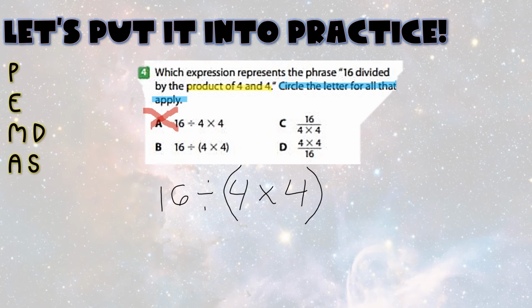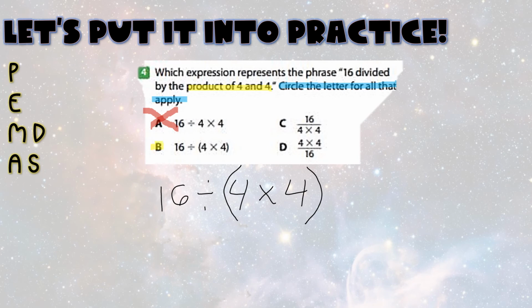Because technically speaking, because multiplication and division are on the same level, we would divide first and we would get 16 divided by 4 is 4. And then we would multiply 4 times 4 and we would get 16. And that's not the way that we would solve that based on the written expression. Okay, so it can't be A. I do see that B is there. So that's exactly what I wrote.